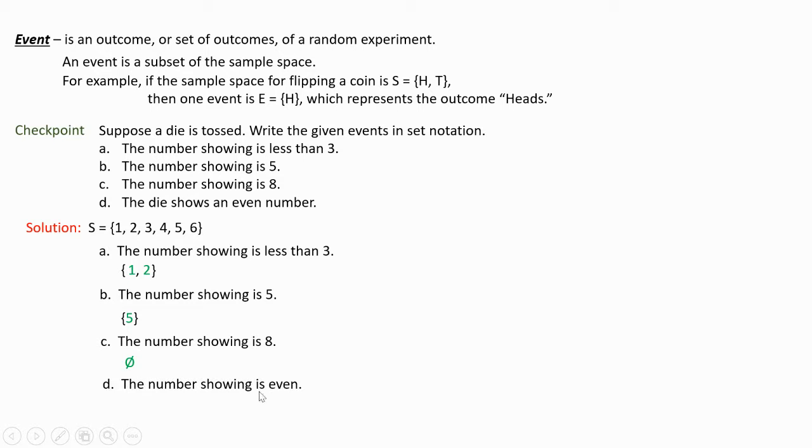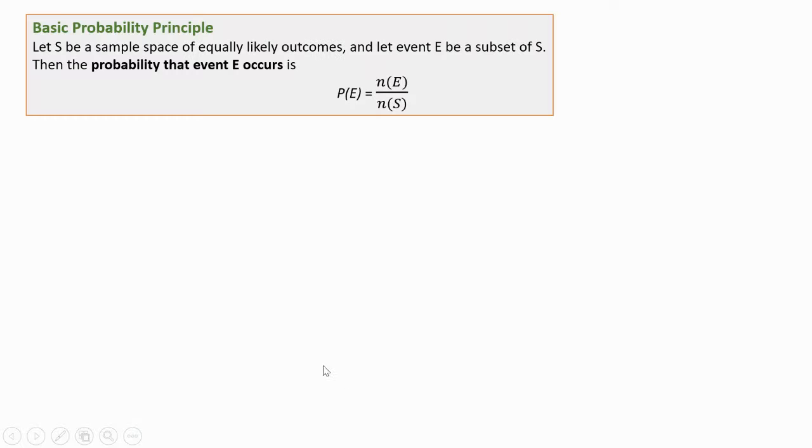Now D, the number showing is even. Right, so even, it can be a 2, it can be a 4, or it can be a 6. That's the event for the number showing to be even. If you guys are okay, just put yes on the chat, please, so I can move on, because this is crucial. Okay, I'm going to move on then.